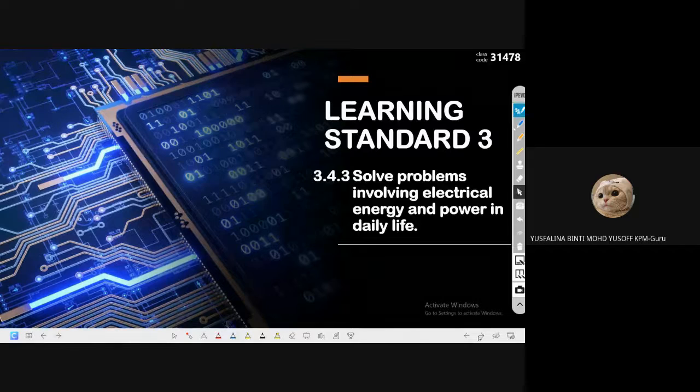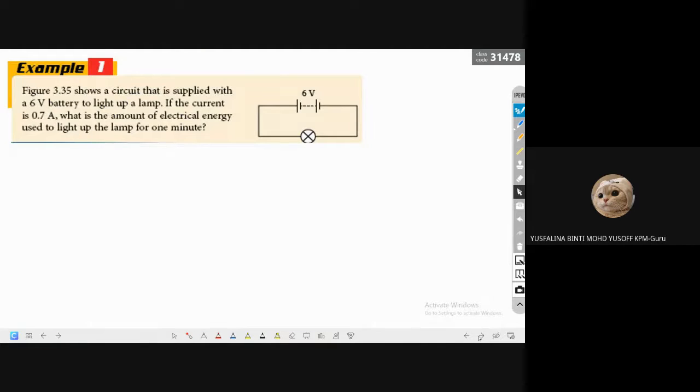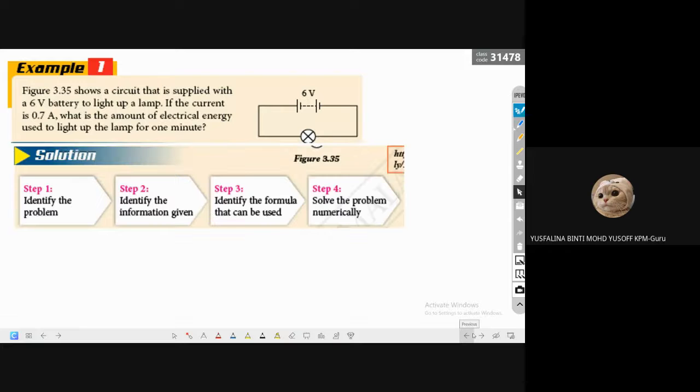Now we have to solve problems involving electrical energy and power in daily life. Let's say we have example 1, from your textbook. Figure 3.35 shows a circuit supplied with a 6-volt battery. So we already know V is 6 volt. If the current is 0.7 ampere, what is the amount of electrical energy used to light up the lamp for 1 minute?